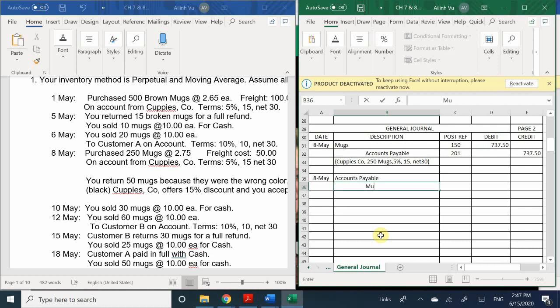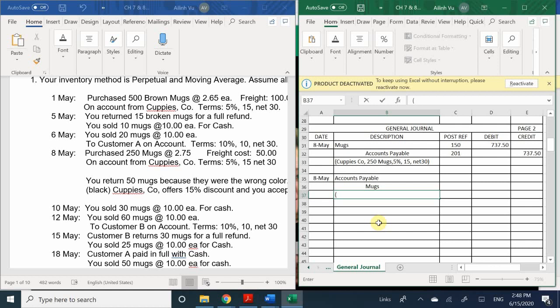Yes. So why are we taking it out of inventory? Because we're reducing, we're putting it back. Yes and no. If you're looking at it from that standpoint, yes, you are taking out of mugs, but what are you taking out of? Inventory. Right. But the question is why are we taking it out of inventory? Because they're the wrong color. Okay, but how does that affect inventory? We're getting a discount.